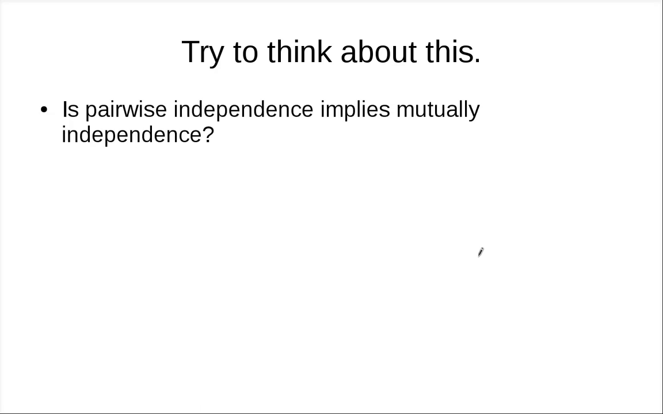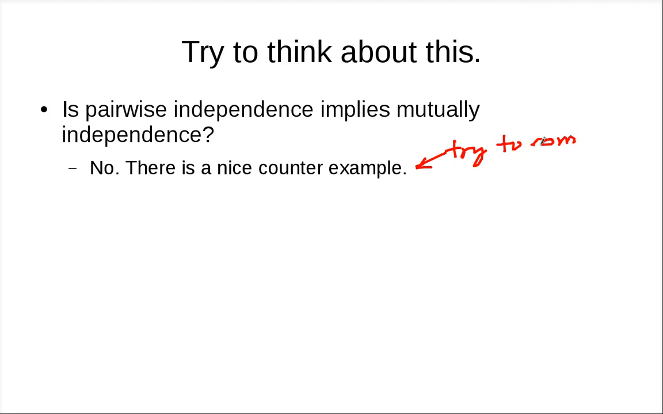The question is: does pairwise independence imply mutual independence? The converse is true, definitely, because mutual independence satisfies all the requirements for pairwise independence. But is pairwise independence enough to imply mutual independence? The answer is no, and there's a nice counterexample that I would suggest you try to come up with. Have fun, okay? I hope there will be another clip talking about this counterexample. It's really nice. My hint is that you try to use three events and think about coin tosses.